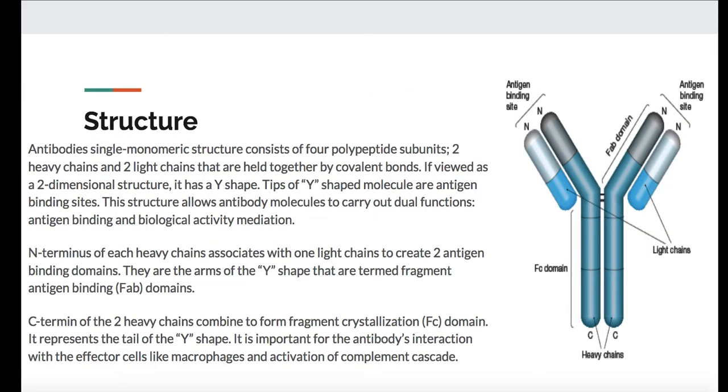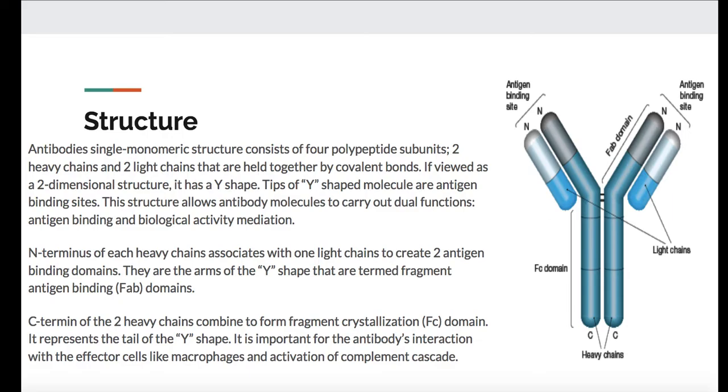The structure. The antibody is a single monomeric structure. It consists of 4 polypeptide subunits. 2 are heavy chains and 2 are light chains that are held together by covalent bonds. If viewed as a two-dimensional structure, it has a Y shape. Tips of the Y-shaped molecule are antigen binding sites. This structure allows antibody molecules to carry out dual functions like antigen binding and biological activity mediation.